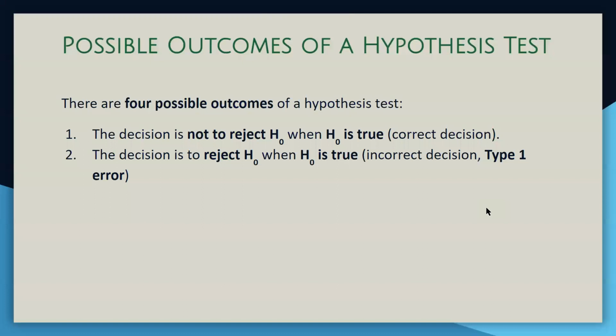We make the decision to reject H naught when H naught is true. So we know that assumption is true, but the sample data we collected tells us we should reject it. And in that case, we make an incorrect decision, and that's called a type 1 error.